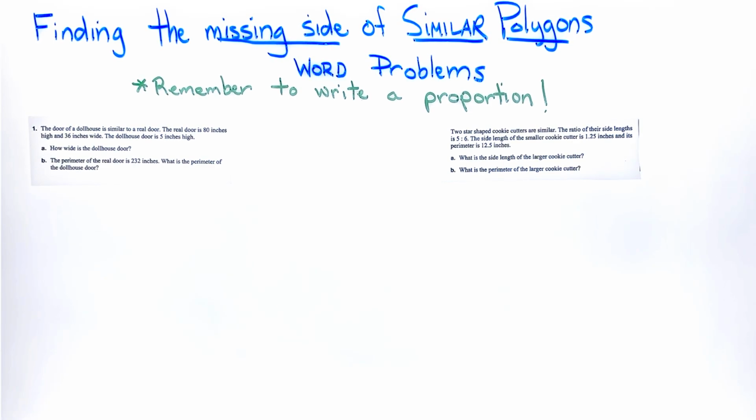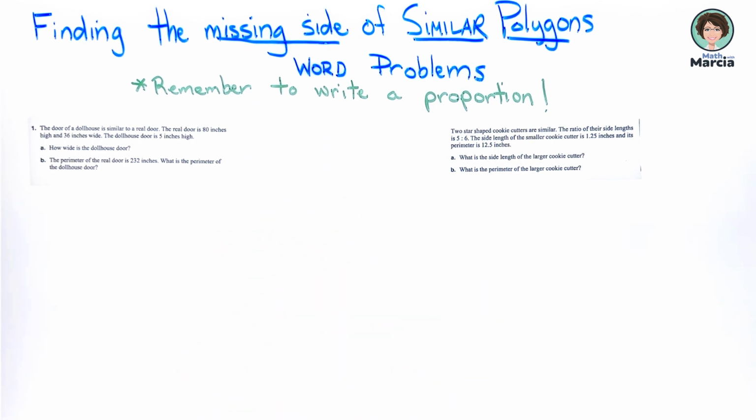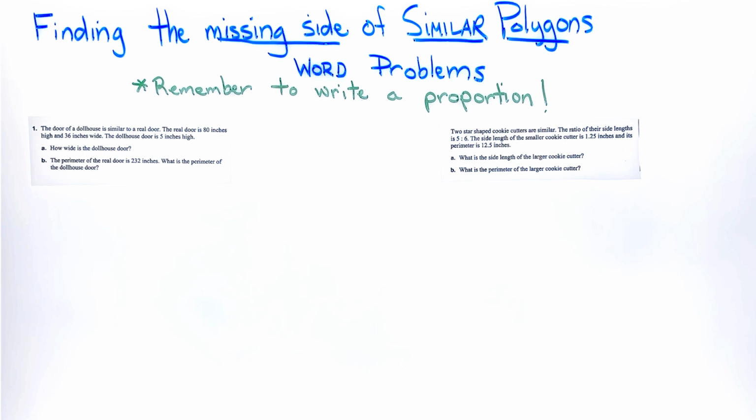In this lesson, we will be finding the missing sides of similar polygons, and this time it's word problems. And remember, in order to solve these, we will be writing a proportion, which is made up of two equivalent ratios. So let's read what the first problem is asking us.